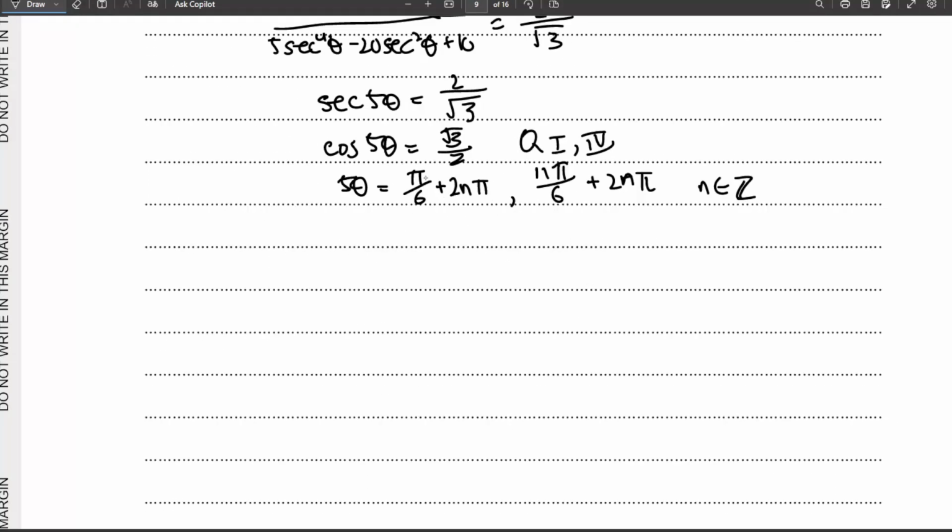So maybe we take 3 from the first one and 2 from the second one. So we have pi over 6. That's for n is 0. Let's do it in increasing order. Then for n equals 1, here we have 13 pi over 6. Here for n equals 1, this side is 23 pi over 6. Then lastly, 25 pi over 6.